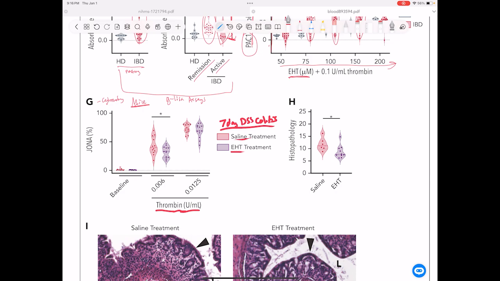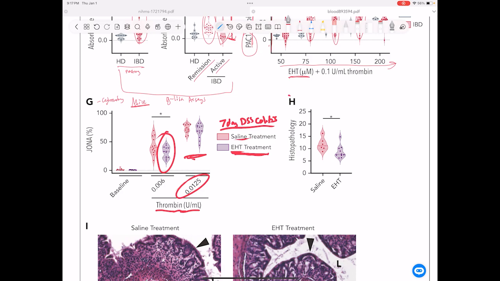What's exciting here is that when we added EHT, and that's in violet here, we had a reduction of integrin activation. That's exciting. Unfortunately, when we add enough thrombin, they're very similar to each other. It overcomes that difference. But at the lower ones, there seems to have been a good change here when we add EHT.